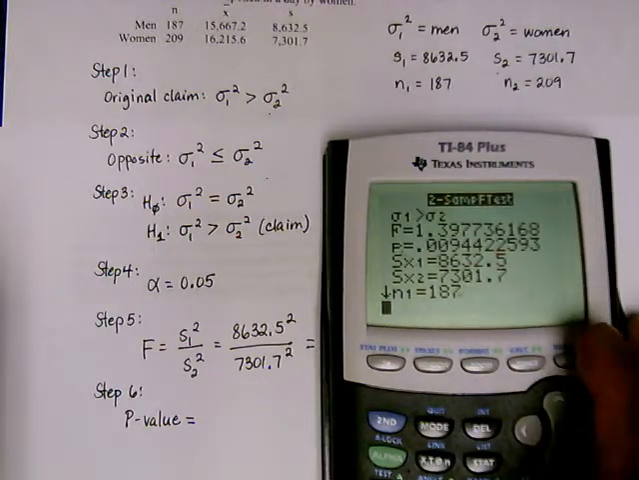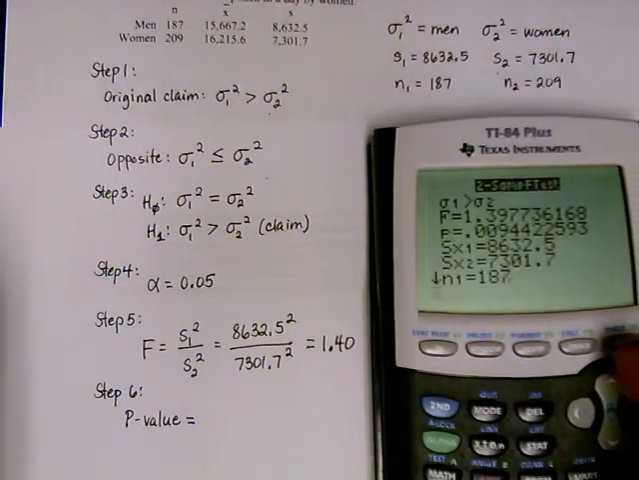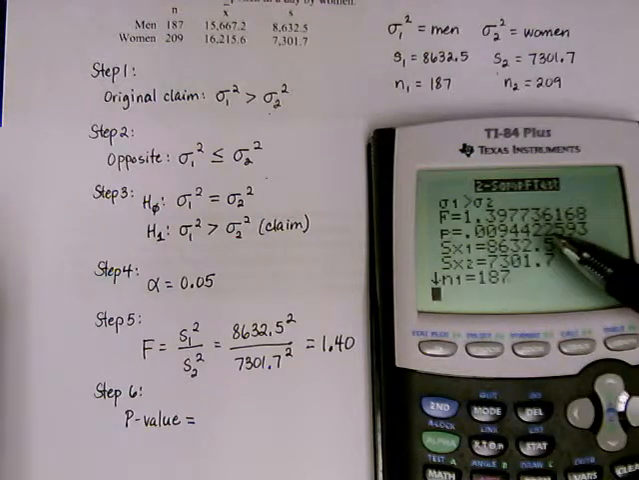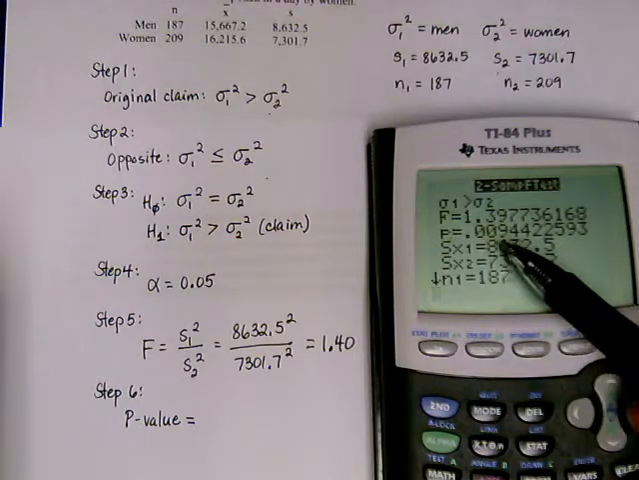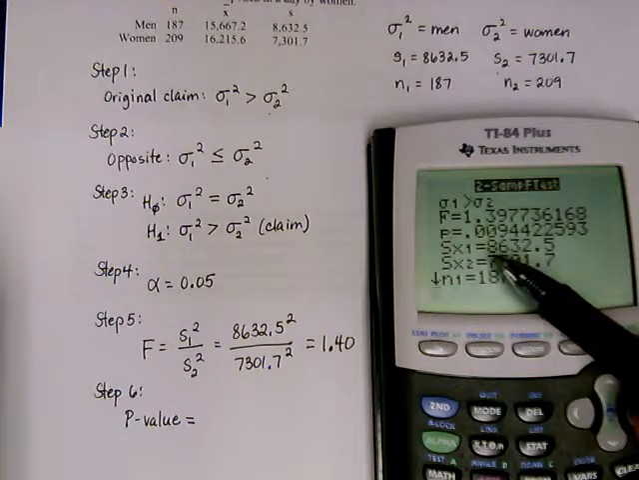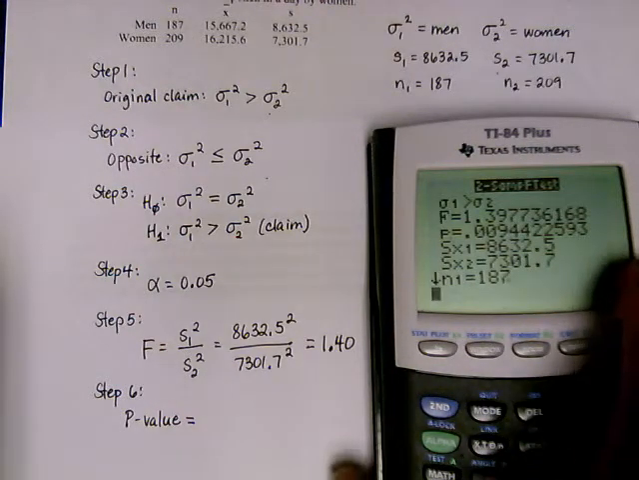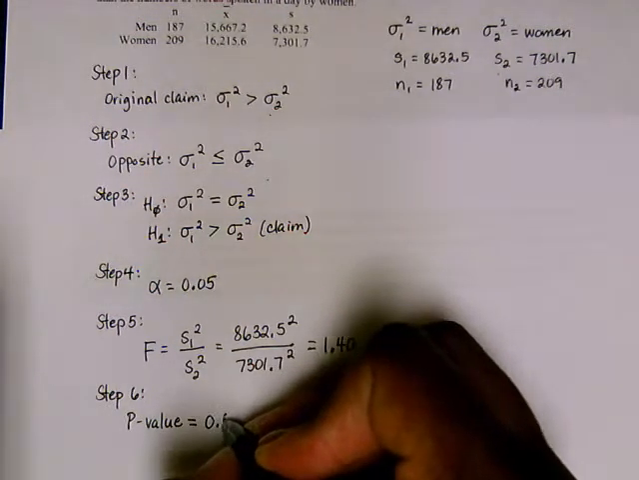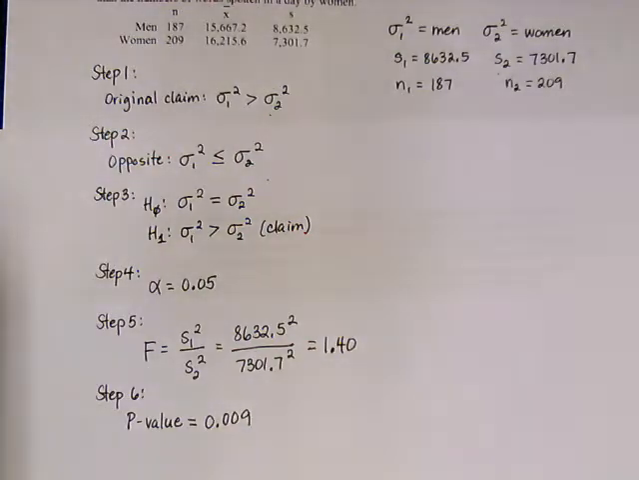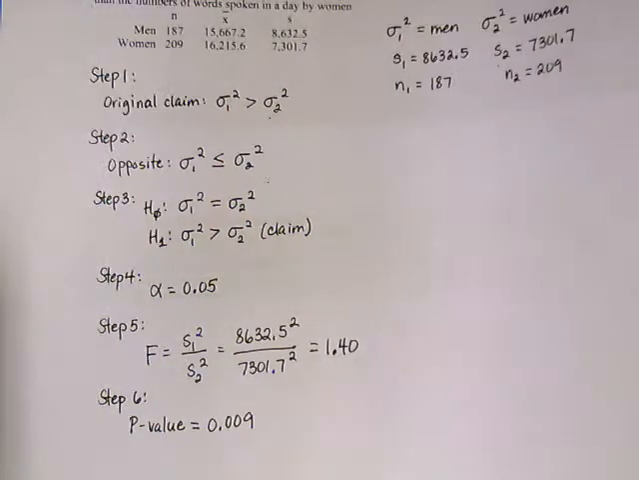Now we did get the exact same F test statistic of 1.397736168. Rounded, it will be 1.40. Here's your p-value underneath it, 0.0094422593. To 3 decimal places, we will say 0.009. Okay. So the p-value there is 0.009.